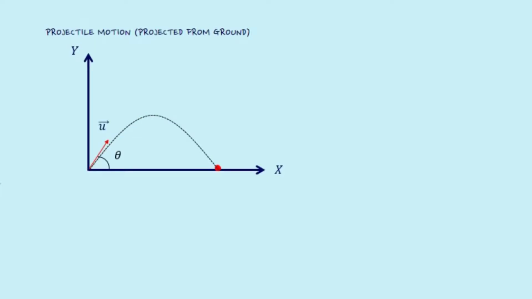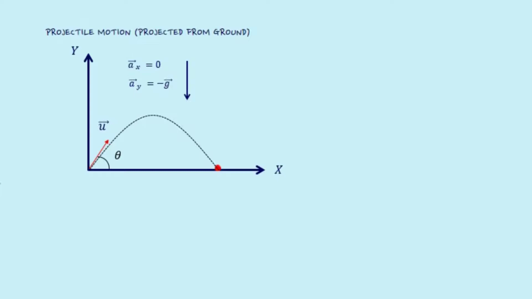In this example of projectile motion, an object is thrown at a particular angle theta with an initial velocity u. So the information we have here is initial velocity, angle of projection, acceleration along the vertical direction which is minus g, and acceleration along the horizontal direction which is 0.